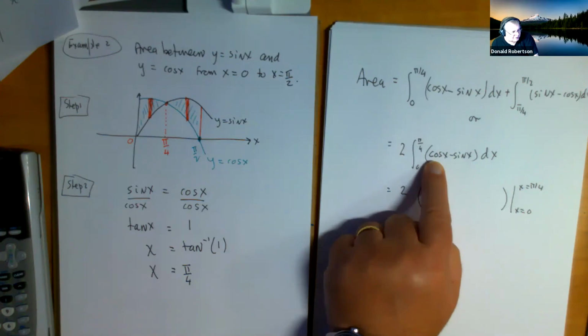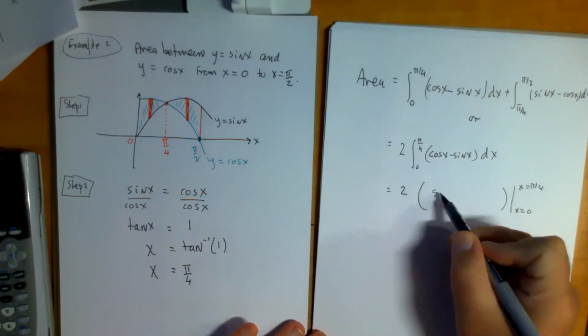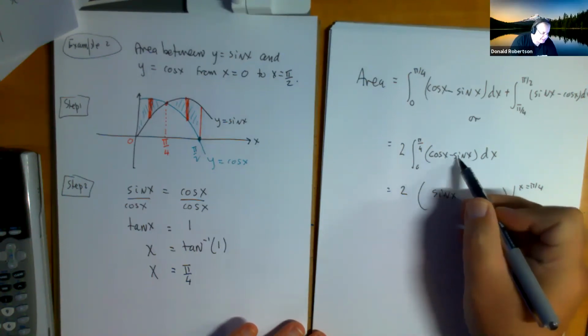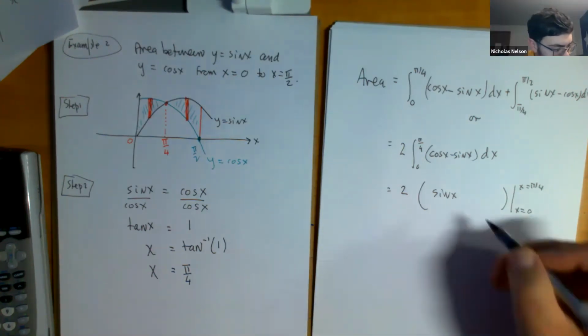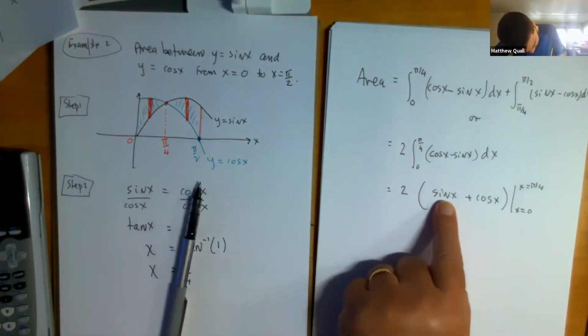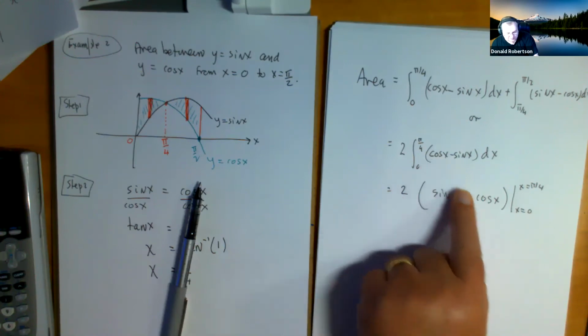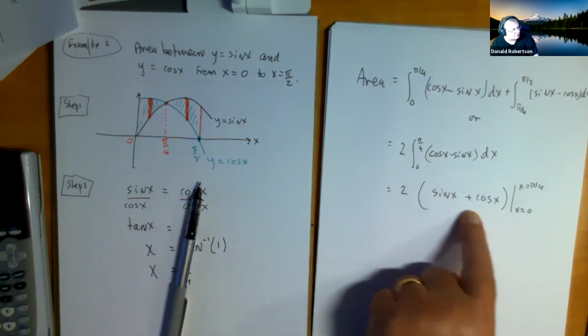Be careful, right? Antiderivative of cosine. Sine. You did it. Antiderivative of negative sine. Cosine. Right. Now, if you want to double check this, can't you just differentiate and see if it works? Differentiate sine, you get cosine. Differentiate cosine, you get negative sine. Do you see that work? So I know I did it correctly.